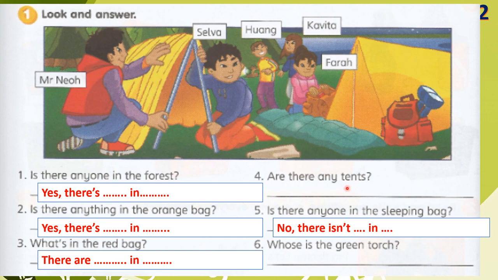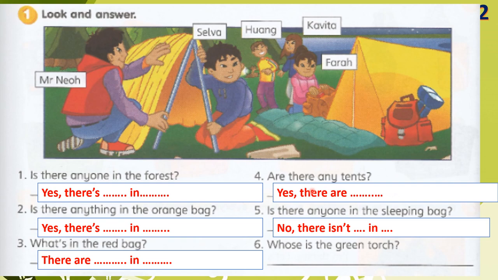Number 4. Are there any tents? Are there? You have to answer yes or no. That's the tent. Another tent. So are there any tents? Yes, there are.